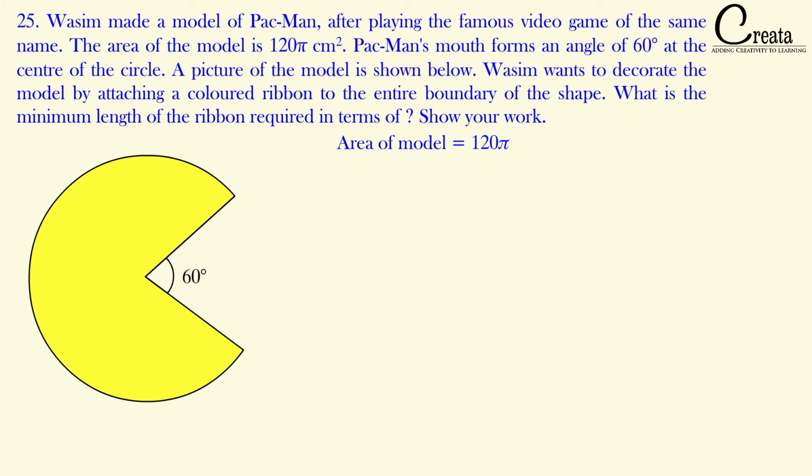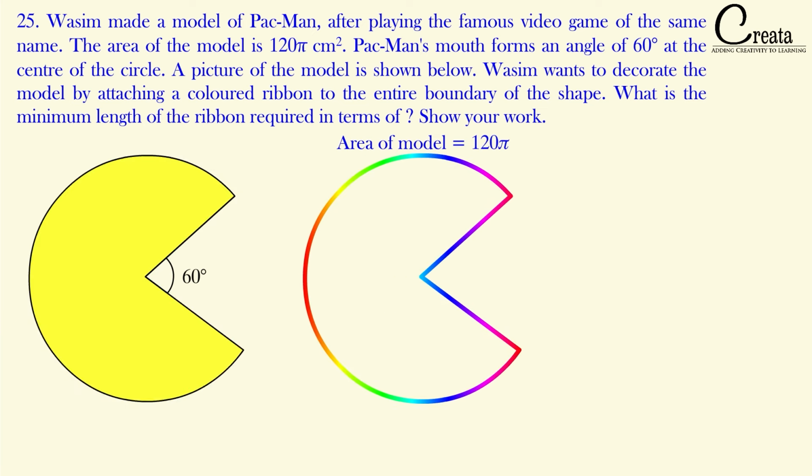Further in the question, it has been asked that Wasim wants to decorate this model by attaching a colored ribbon on the boundary of the Pacman shape figure, the model. We have to calculate the length of the ribbon required. So basically we have to find this length, the complete length of the boundary on which the ribbon will be attached. Got it? This is the question.